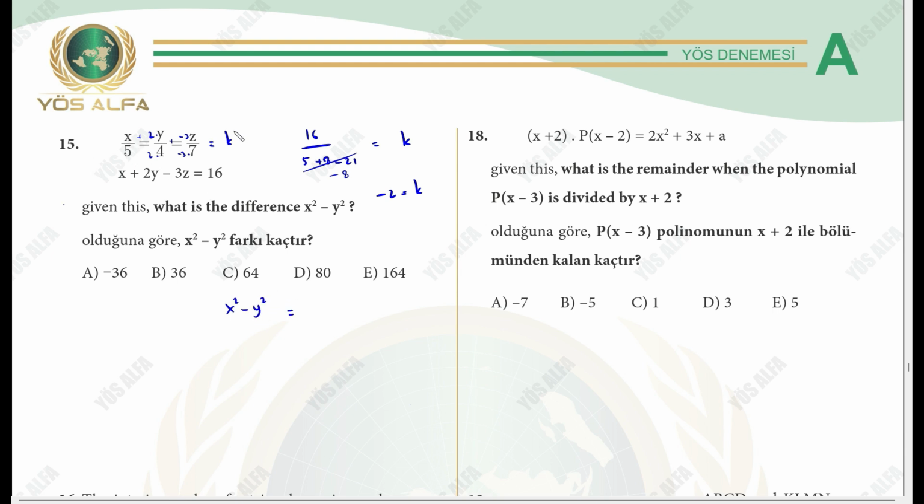So x is 5k and y is 4k. So 25 minus 16k squared is our answer. So this is 9 and k squared is 4. So the answer is 36.